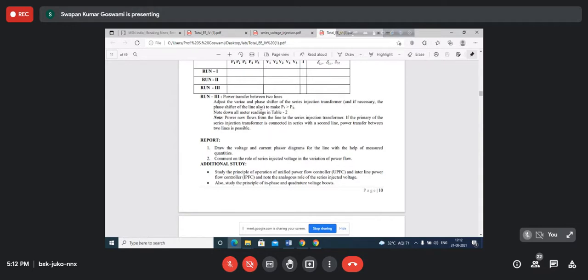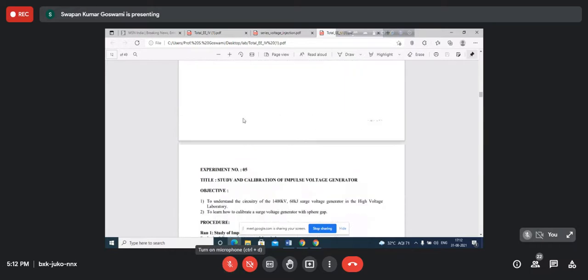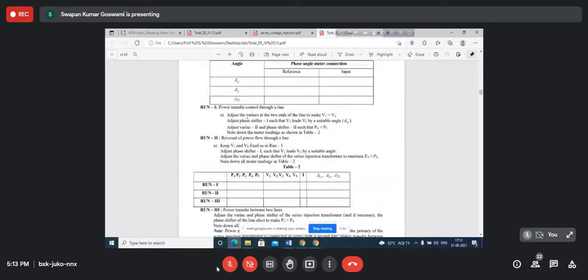Okay, so these are the three rounds to be performed here. Now let us see a report and show how much, what are the values obtained.